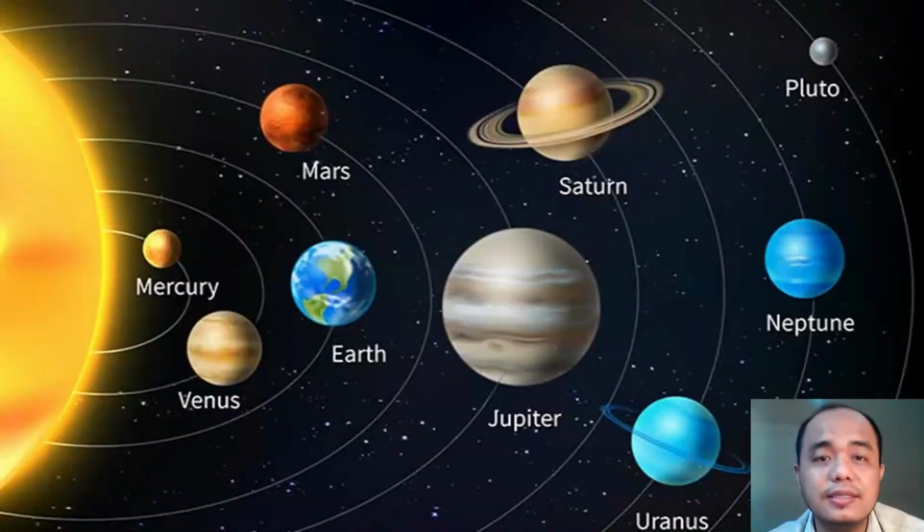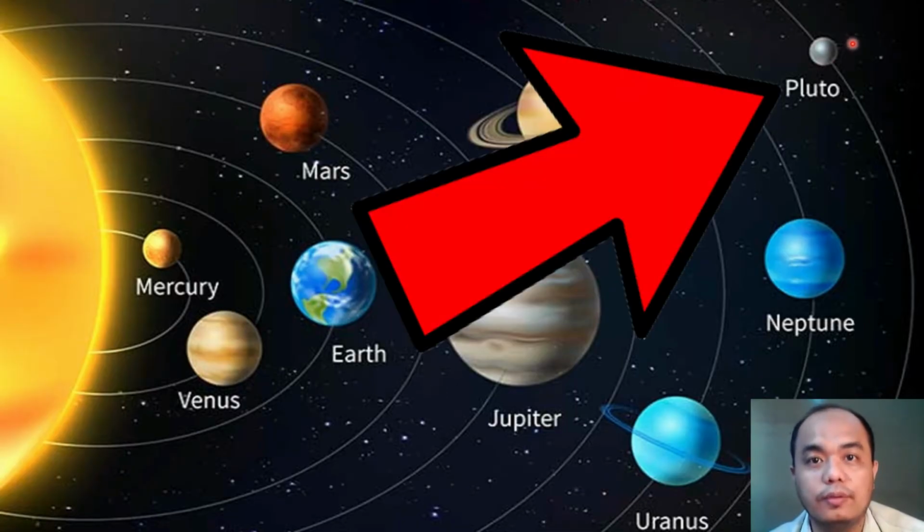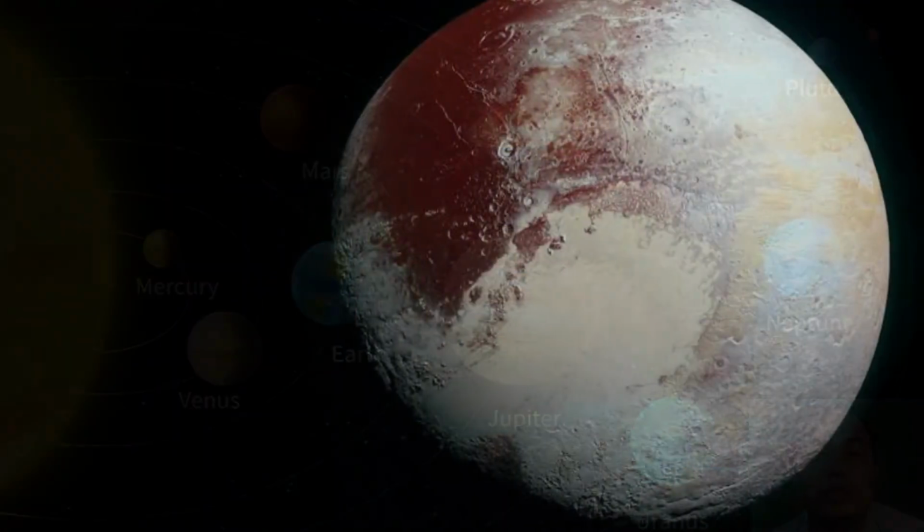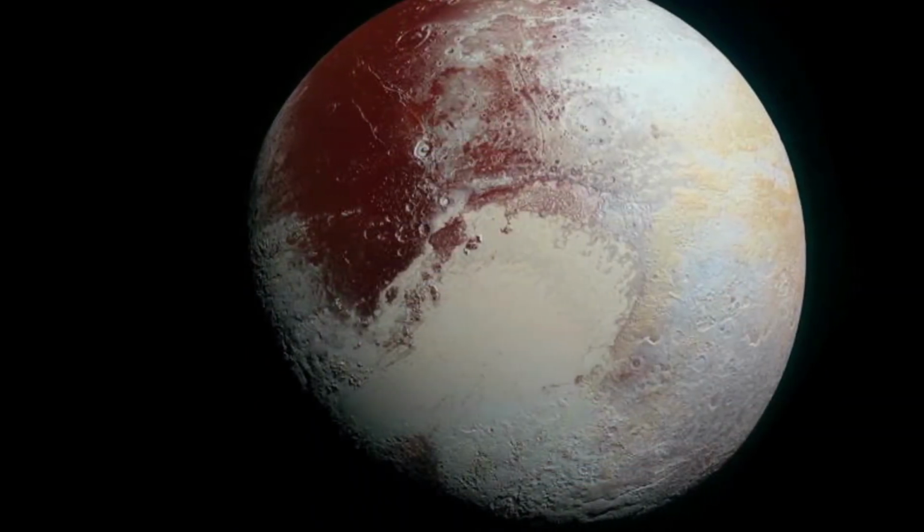But you know what, class? During my elementary years, we were taught that the solar system has 9 planets. Nung elementary pa lang ako, ang tinuro sa amin, class, may 9 planets ang ating solar system. That included Pluto as a major planet in the solar system. So before, class, Pluto was included as a major planet in the solar system.